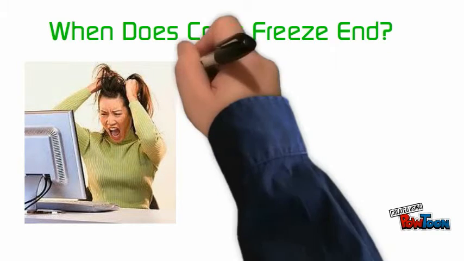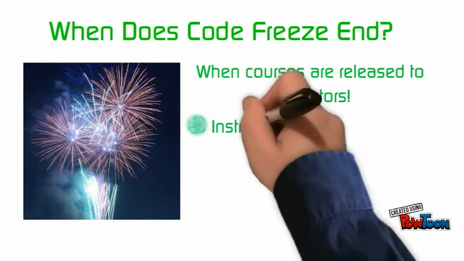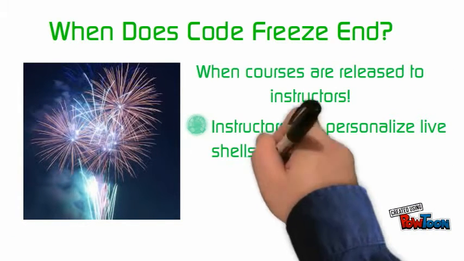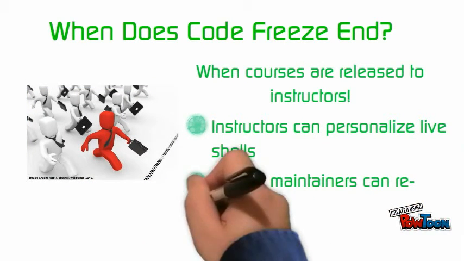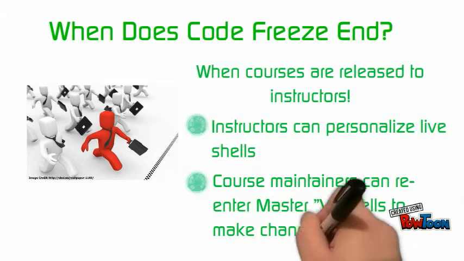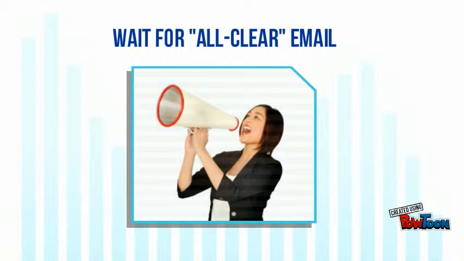Now, when does code freeze end, you might ask? We have dates set for when courses will be released to instructors. That means that the instructors of the live shells can now go in and personalize their course. But it also means that full-time faculty can now go into the Master V shells and make changes for the next code freeze deadline. Although there are dates for release, please wait for the all-clear email from the ID to go in and start making changes for the next code freeze deadline.